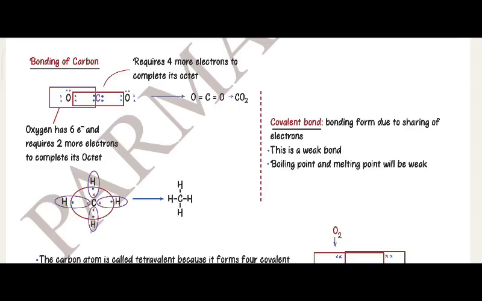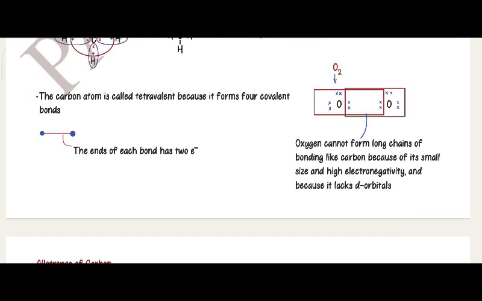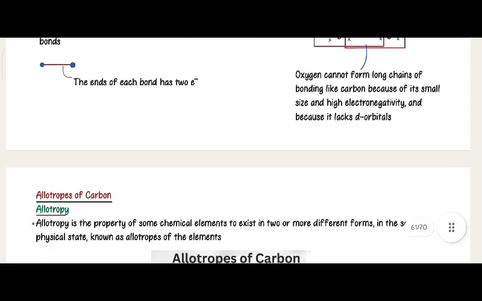Covalent bond: bonding formed due to sharing of electrons. This is a weak bond, so boiling point and melting point will be low. Carbon is called tetravalent because it forms 4 covalent bonds. The ends of each bond have 2 electrons. Oxygen cannot form long chains of bonding like carbon because of its small size and high electronegativity, and because it lacks d orbitals.